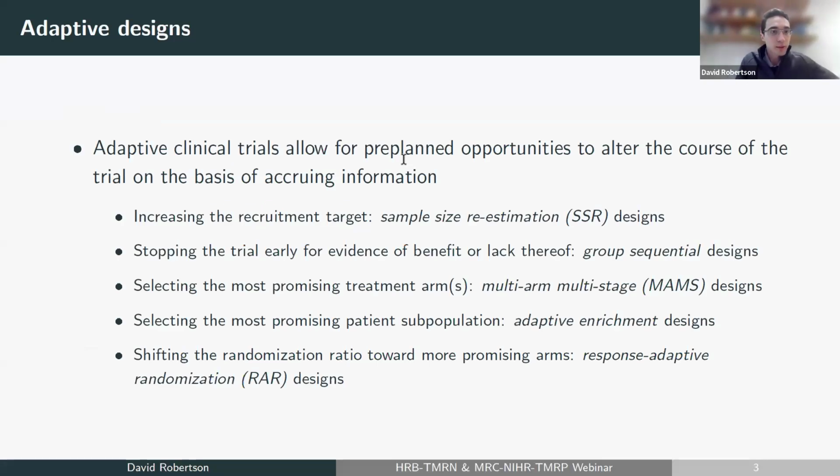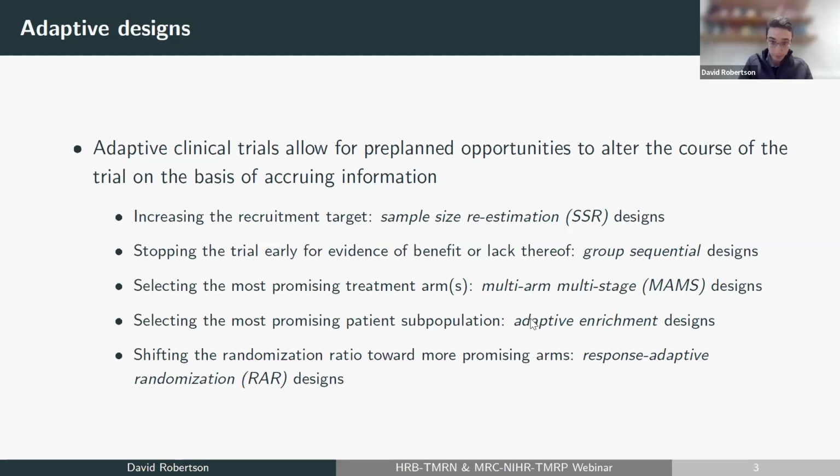Okay, so just to start with a definition of what we mean by adaptive design or an adaptive clinical trial. So these allow for pre-planned opportunities to alter the course of the trial on the basis of accruing information. And that is information that you're collecting within the trial itself. So there's several classes of different types of adaptations or adaptive designs that you can consider.